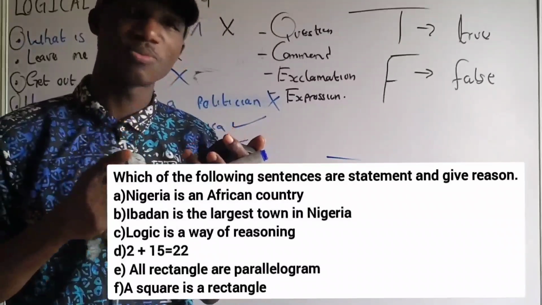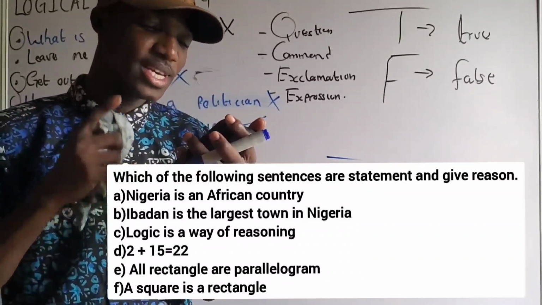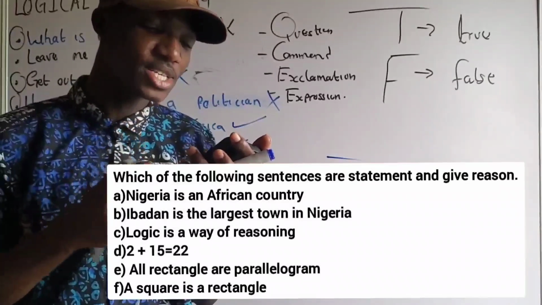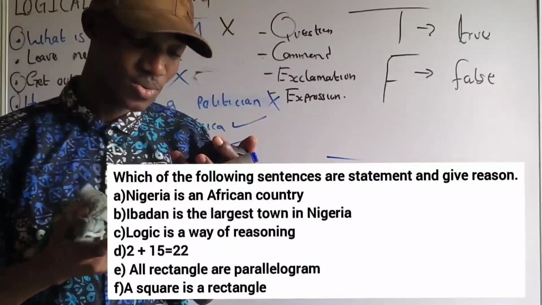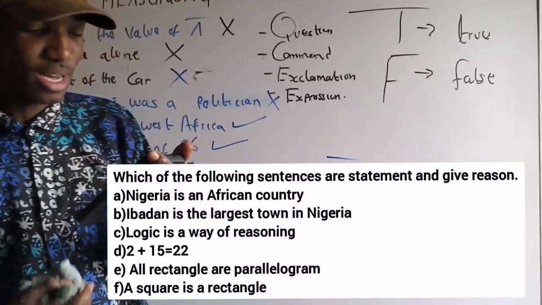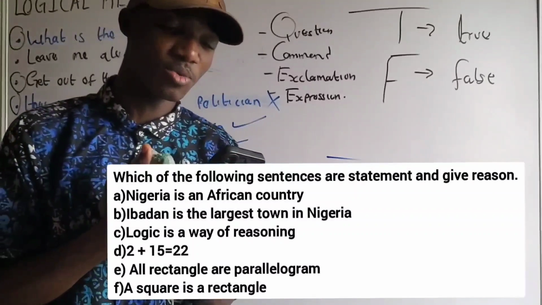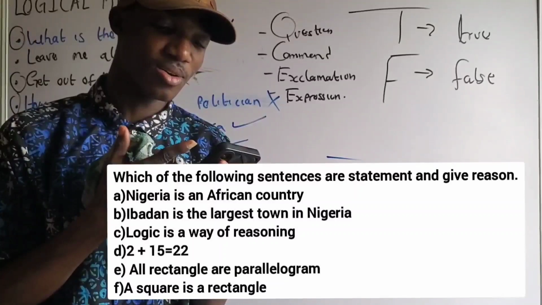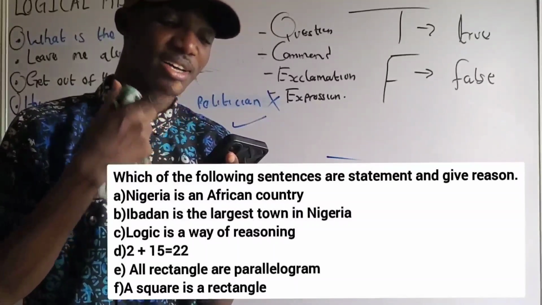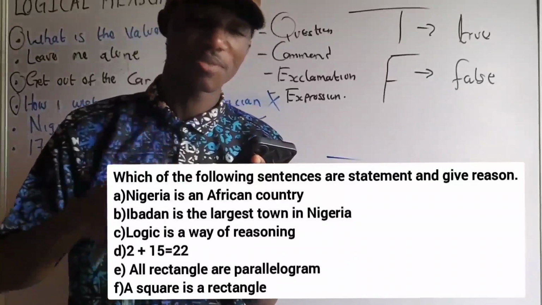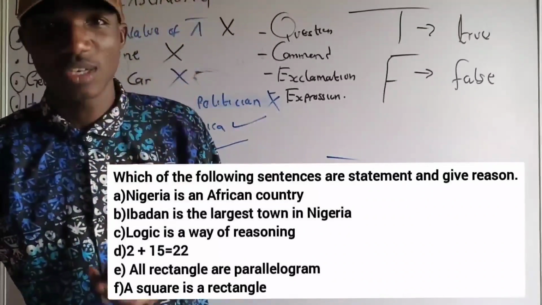D. 2 plus 15 is equal to 22. E. All rectangles are parallelograms. F. A square is a rectangle. Okay. Now, which of the following sentences are statements? Okay, and give your reasons. Let us consider the first statement. Nigeria is an African country. Now, answer it by yourself.